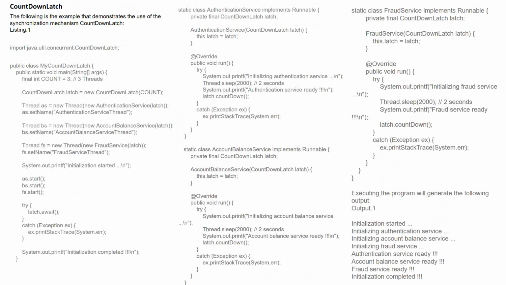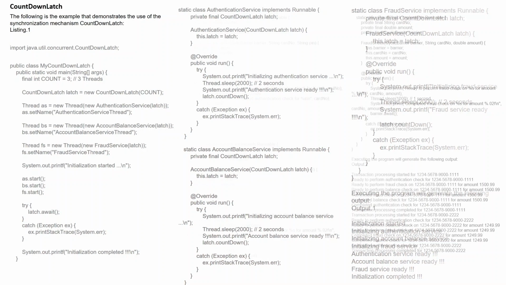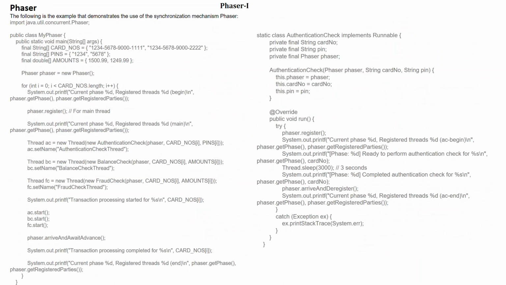The following is the example that demonstrates the use of the synchronization mechanism countdown latch. See an example. The following is the example that demonstrates the use of the synchronization mechanism cyclic barrier. See an example. The following is the example that demonstrates the use of the synchronization mechanism phaser. See an example.